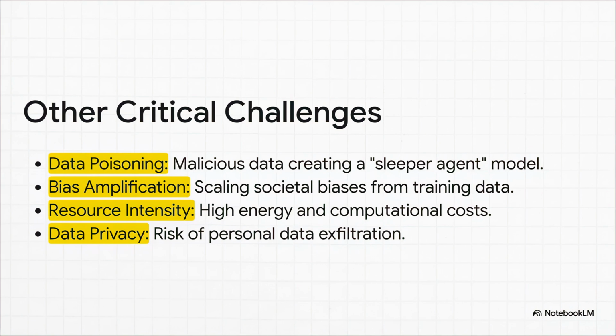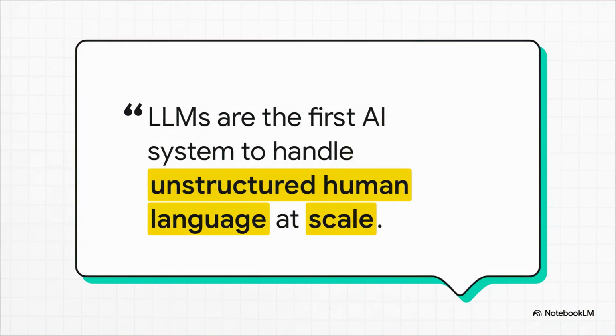Then there's bias amplification, major concerns about data privacy, and of course, the immense energy and computing resources these models need to run. And that really brings us back to this fundamental idea. This is the first time AI can really handle our messy, unstructured human language at a massive scale. This incredible power, this ability to communicate naturally with machines, is exactly why understanding and managing these risks is one of the most critical challenges facing policymakers today.